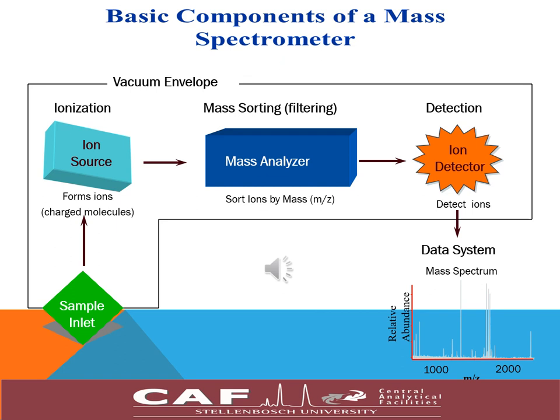And then you've got the mass analyzer, where the mass sorting happens. The ions are sorted based on mass to charge ratio, and from there you've got the detection. The ions get detected and you get a mass spectrum, and everything happens in a vacuum, which you call a vacuum envelope on the MSD.